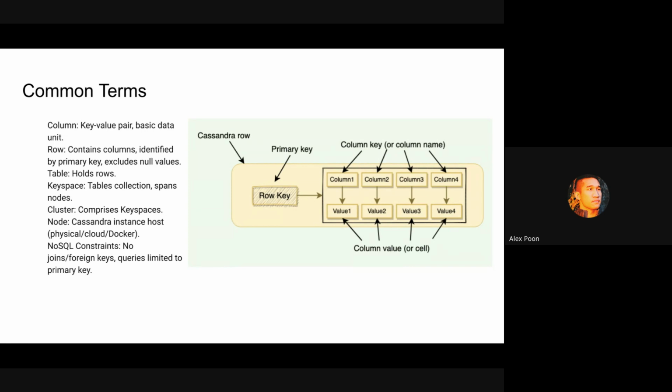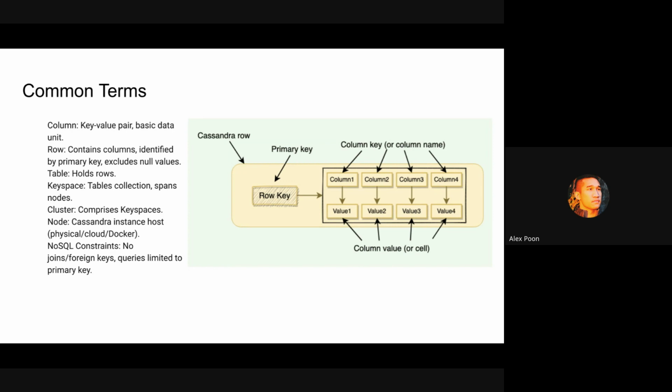What are the components of a Cassandra row? Keyspace. A keyspace is a container for tables that span over one or more Cassandra nodes. A container of keyspaces is called a cluster. Node refers to a computer system running an instance of Cassandra. A node can be a physical host, a machine instance in a cloud, or even a Docker container.